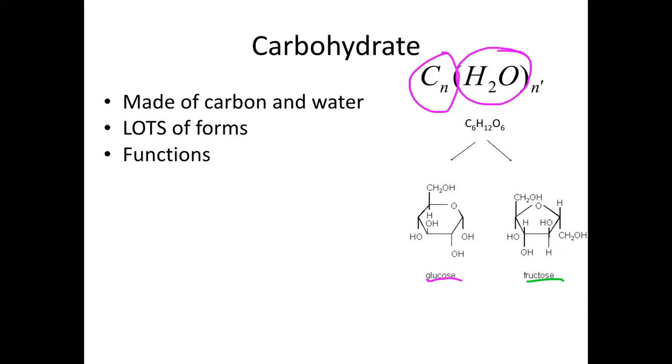So what are their functions? Their number one function in our body is providing energy to cells. If you are an animal, this is pretty much the function of carbohydrates. They're going to be the quick form of energy that your cells are going to use to do just about everything. Your brain cells especially really prefer carbohydrates to just about everything else, and glucose specifically.